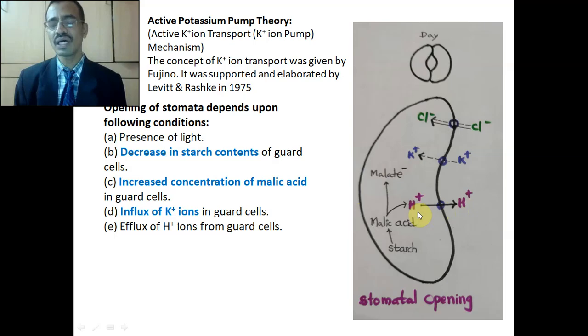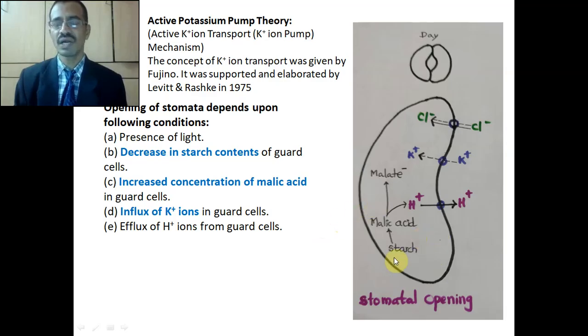Here we see the formation of hydrogen ions when the malic acid is broken down into hydrogen ions and malate. Hydrogen is the cation and malate is the anion. These hydrogen ions, which are formed by the breakdown of the malic acid, come out of the guard cell through the ATP synthase transporter. And now we see the formation of the malate ions here.